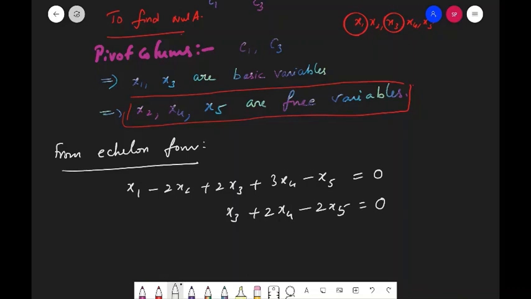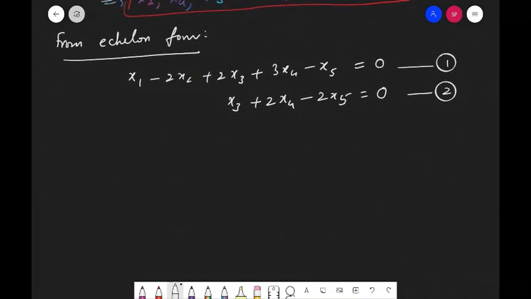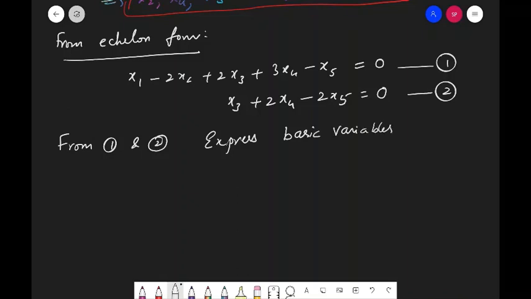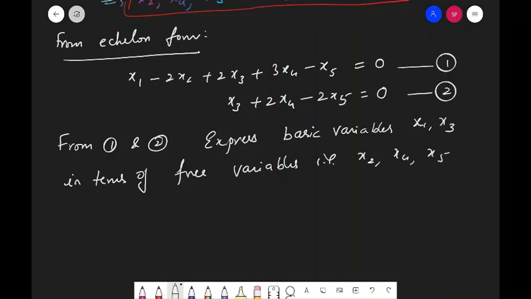So from these two equations, what do we have to do? Let me give the numbers. This is equation 1 and 2. Then what do we have to do? From 1 and 2, express the basic variables. What are the basic variables? x1, x3 in terms of free variables, that is x2, x4, x5.